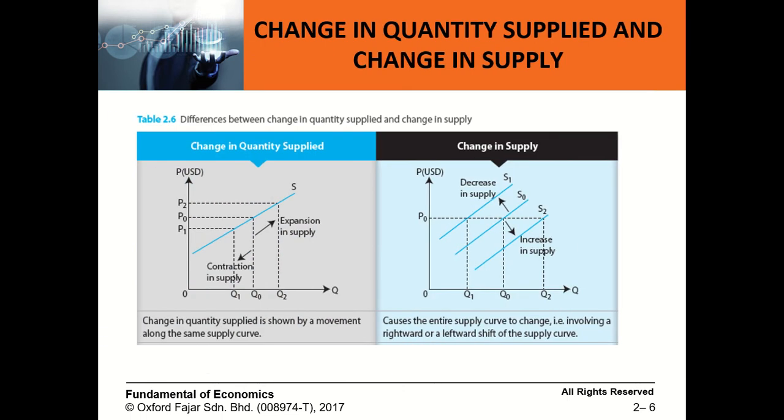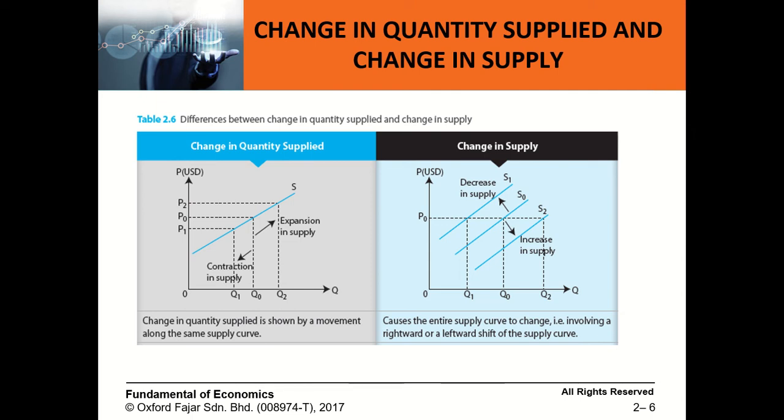Now, the next thing that I want to discuss is change in quantity supplied versus change in supply. On the left side is change in quantity supplied, and on your right side is change in supply. On the left side, I need you to circle the word quantity, and as for the right side, I need you to circle the word supply. It's just to distinguish between these two.